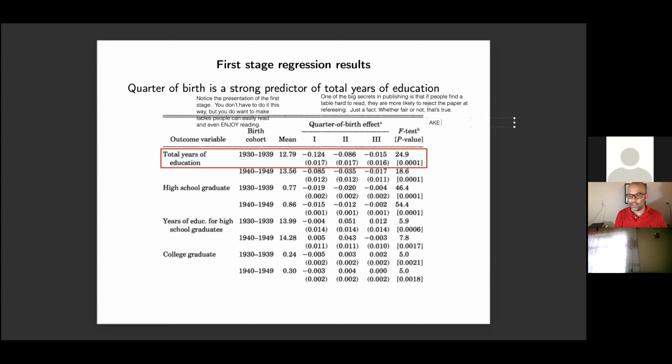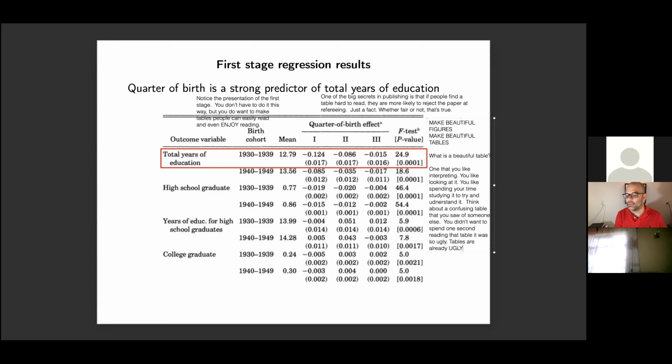So make beautiful figures, make beautiful tables. What is a beautiful table? One that you like interpreting. You like looking at it. You like spending your time studying it to try and understand it. Think about a confusing table that you saw of someone else. You didn't want to spend 1 second reading that table. It was so ugly, right? Tables are already ugly. Do not make them uglier, okay?